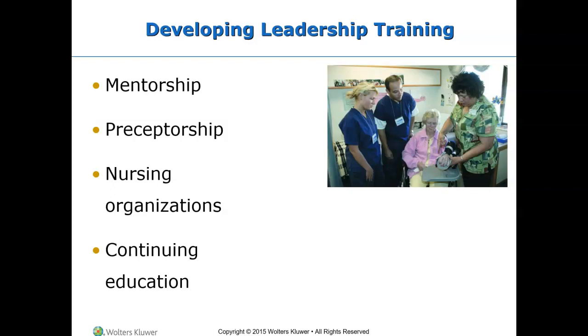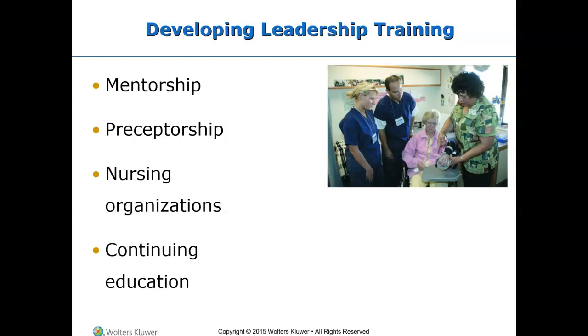They'll also help you navigate if you have any type of conflict or perceived conflict, or if you see something and you don't understand. If they've worked in your organization a while, they know the culture. So they're a great person to be a sounding board. Preceptorship is like mentorship, where an experienced nurse takes on a new nurse to guide and educate the nurse.